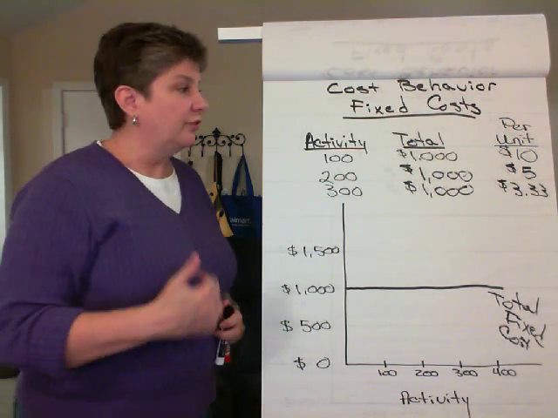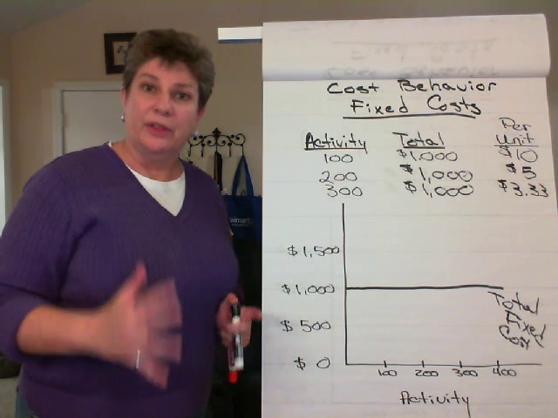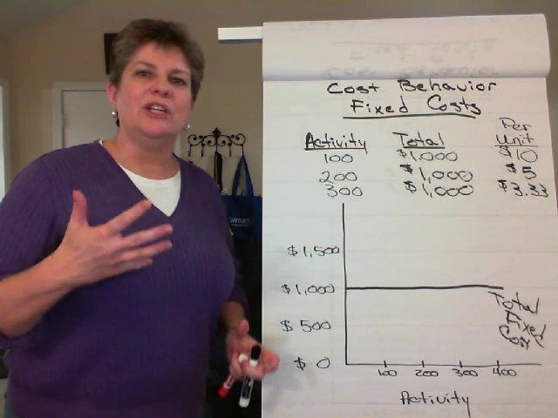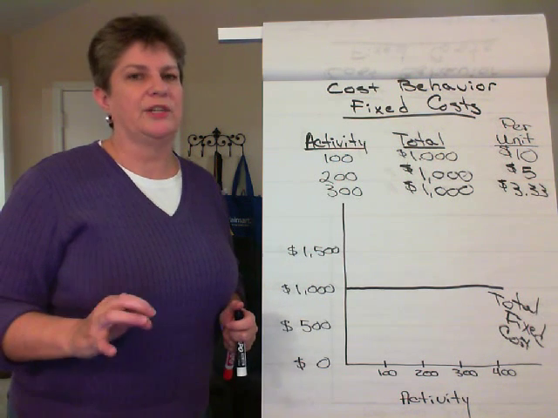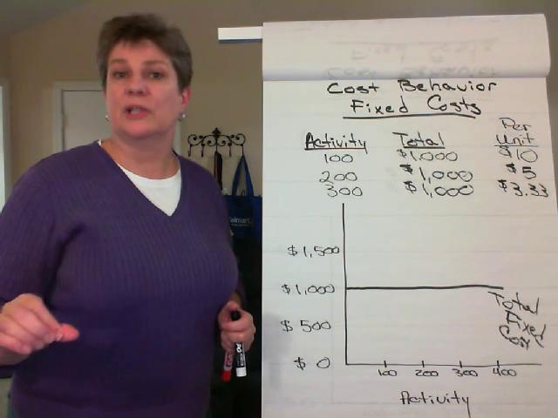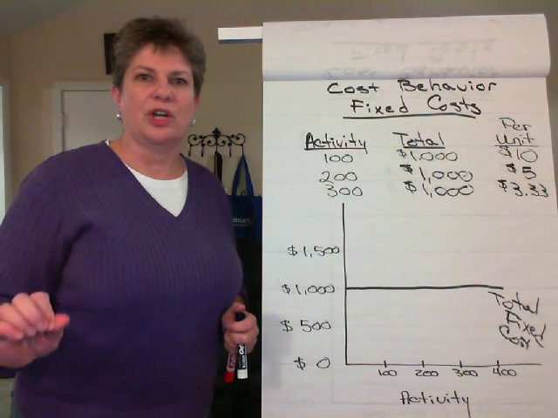So fixed cost, the total stays the same within the relevant range, regardless of changes in activity. As activity changes, per unit fixed cost will vary inversely or will change inversely with the direction of the change in activity.